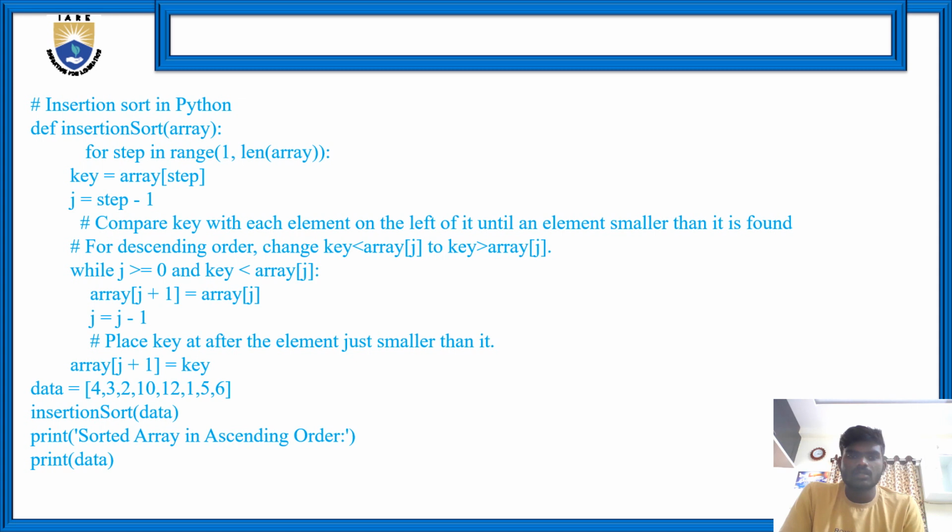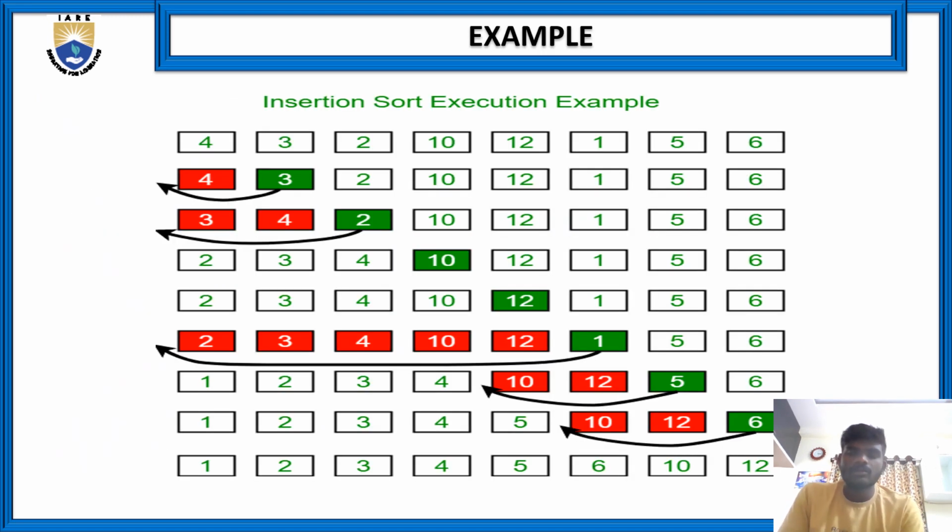While j is greater than or equal to 0 and key is less than array of j, array of j plus 1 equal to array of j, and then j equal to j minus 1. Then array of j plus 1 equal to key. Data: 4, 3, 2, 10, 12, 1, 5, 6. So basically this is the example.